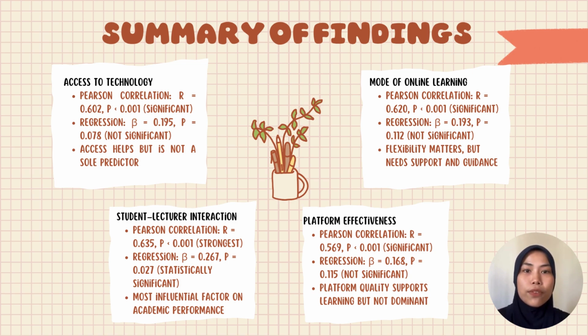The last one is platform effectiveness. Effective use of platforms like UUM online learning also had a significant correlation, but no strong effect in regression. This means the platform helps, but how students and lecturers use it matters more. To sum up, all four factors were related to academic performance, but interaction was the most important and had the greatest impact. This shows that communication is key in online learning success.